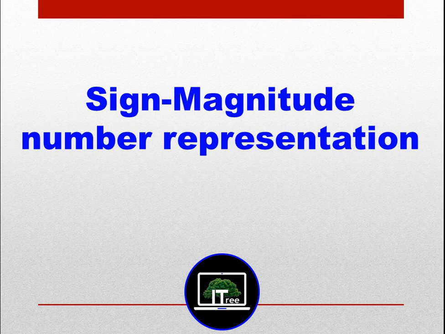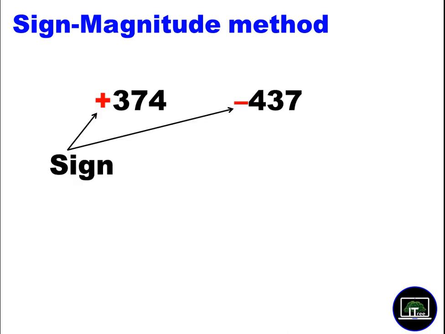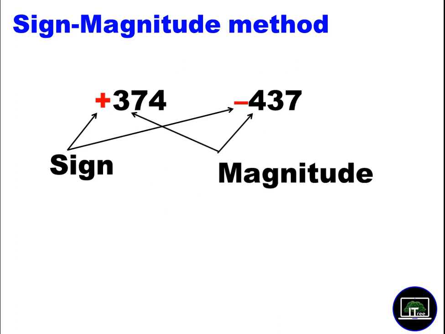Sign magnitude representation. Whenever you want to represent a value, especially negative values, how do you represent it? Normally in sign magnitude representation, we put a sign in front of the numbers. Positive numbers are given with the plus sign, and negative numbers are represented with the minus sign. So these symbols are used in front of the numbers like this. You can see this is the sign, this is the magnitude. We have a plus sign for positive numbers and a minus sign for negative numbers.